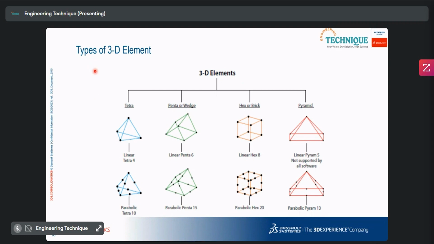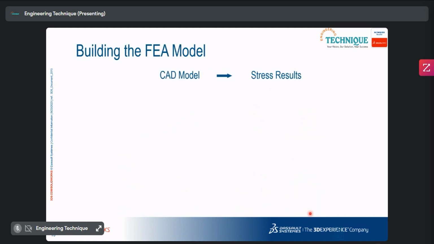Now, the different types of 3D elements are the tetrahedral that we have discussed earlier, then the penta or wedge elements, the hexahedral, that is the brick element, and another type of element is the pyramid. Similarly to the 2D element, if we put additional nodes at the center, then it is converted into P10, P15, P20, and P30.